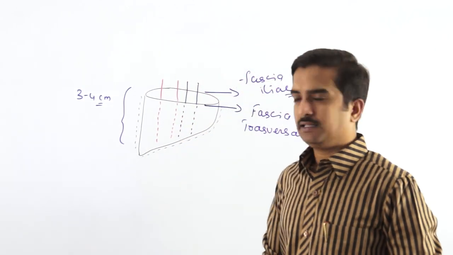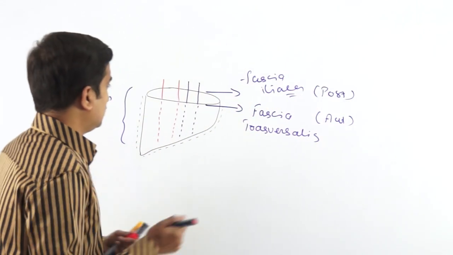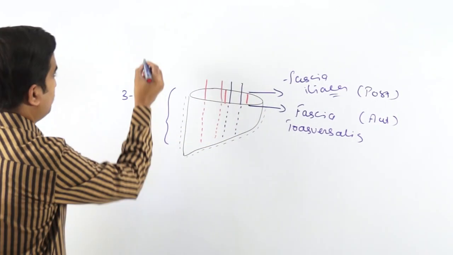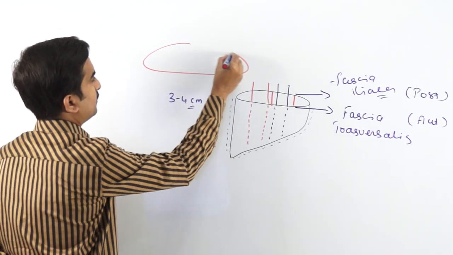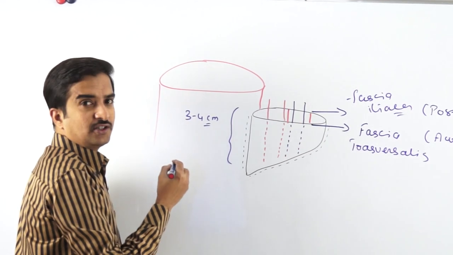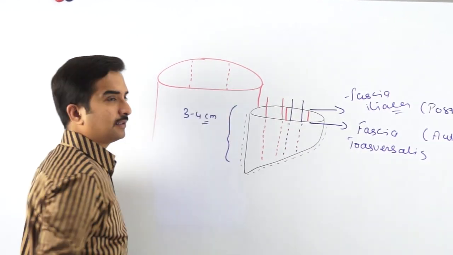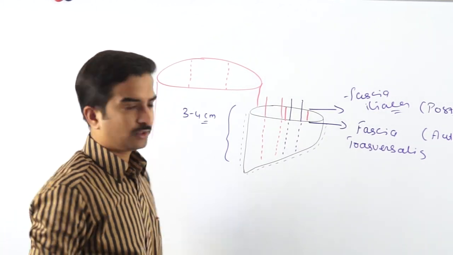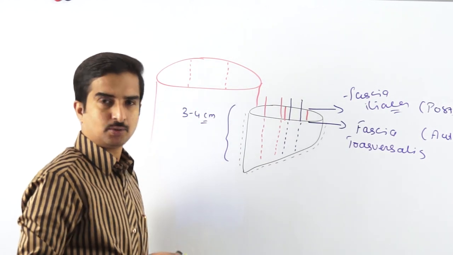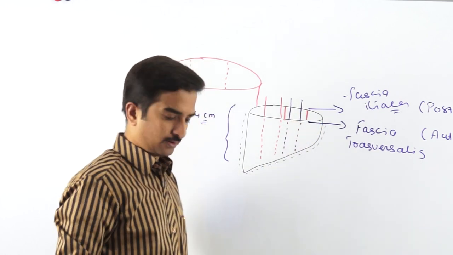Now let us see the divisions of the femoral sheath. The femoral sheath is actually divided into three compartments. Here I will draw. For example, this is the femoral sheath, right? The femoral sheath is divided into three compartments by septa. You can say this is the medial compartment, intermediate compartment and the lateral compartment. This is the lateral compartment, this is the intermediate compartment and this is the medial compartment, right?